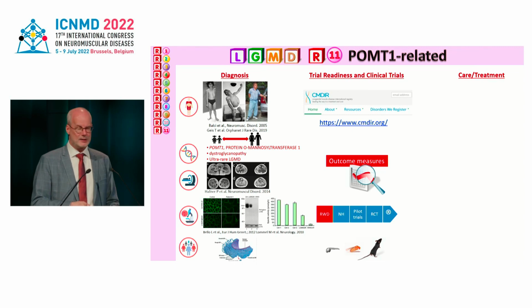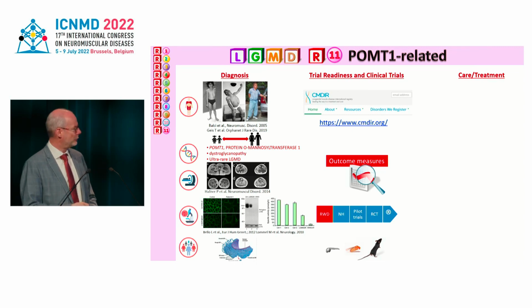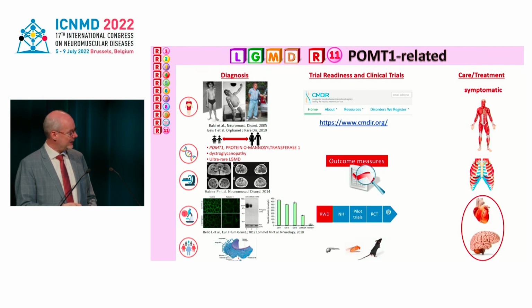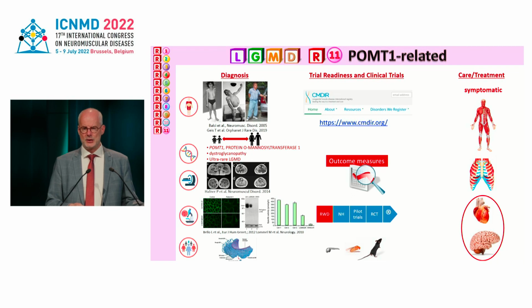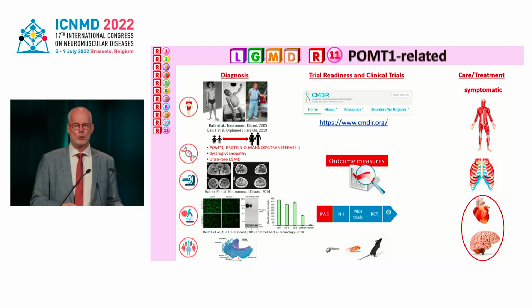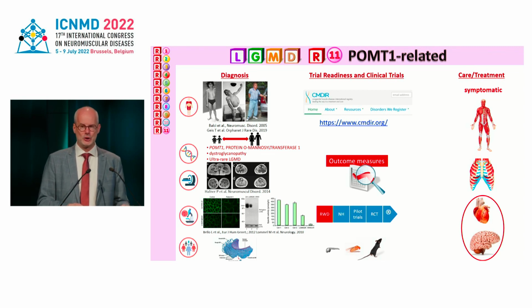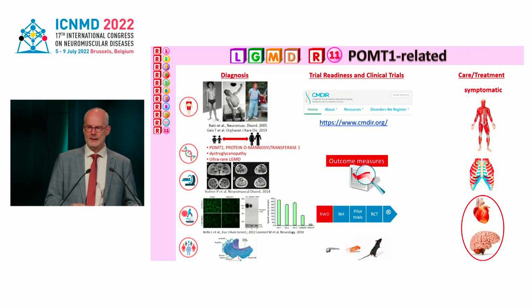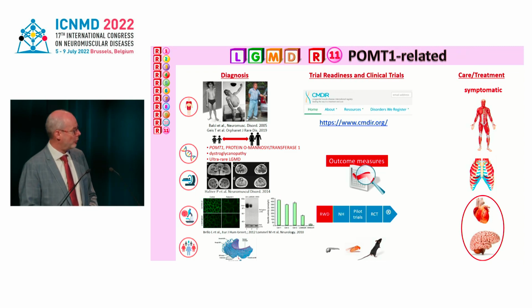clinical trial readiness, we are not really there yet. There are no natural history studies, no defined outcome measures. You can register under the ICNMD. And I think what is important here is to keep in mind that these patients always actually have brain involvement. Interestingly, larger cohorts have shown that you don't necessarily see morphological changes on brain MRI in the LGMD cohort of POMT1. And the heart can also be affected.